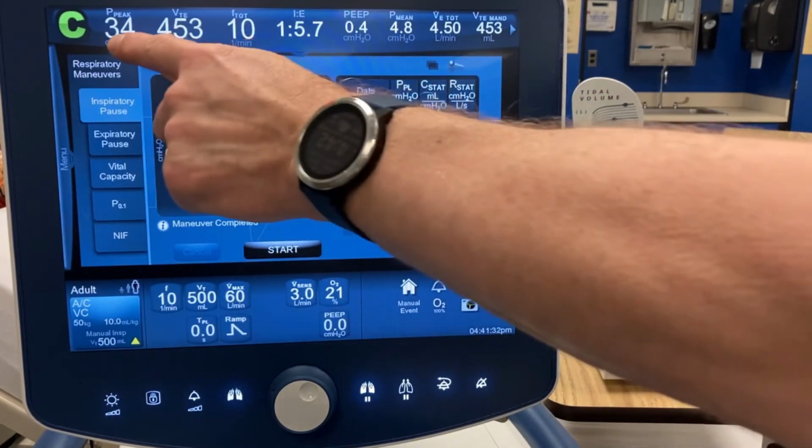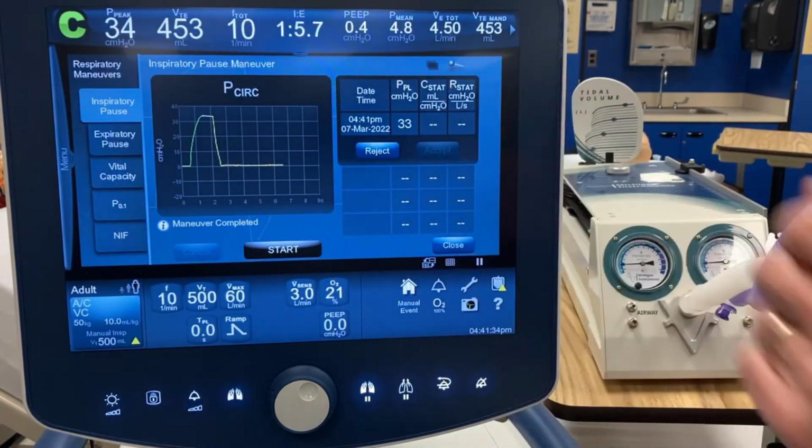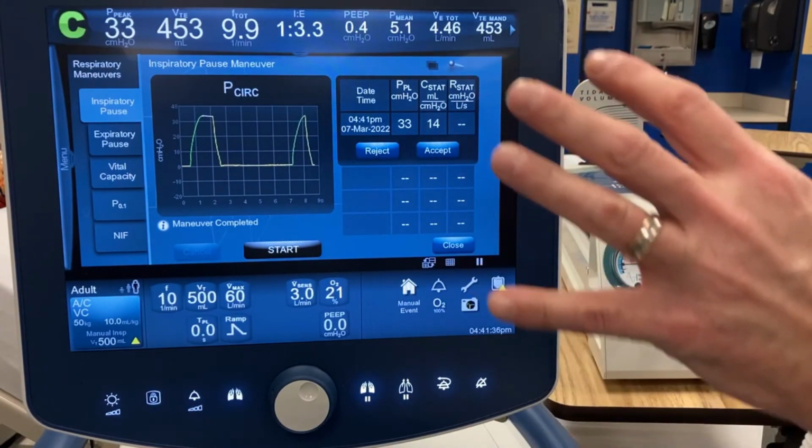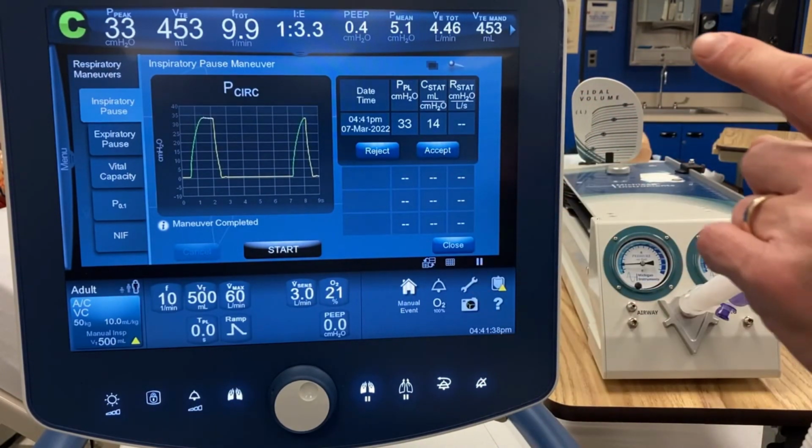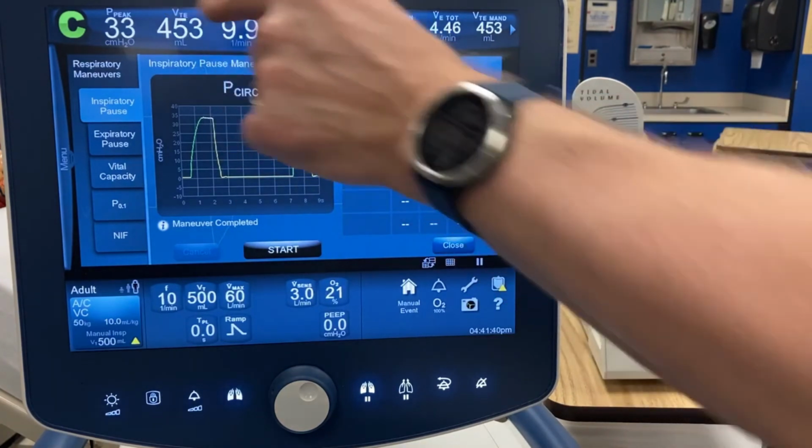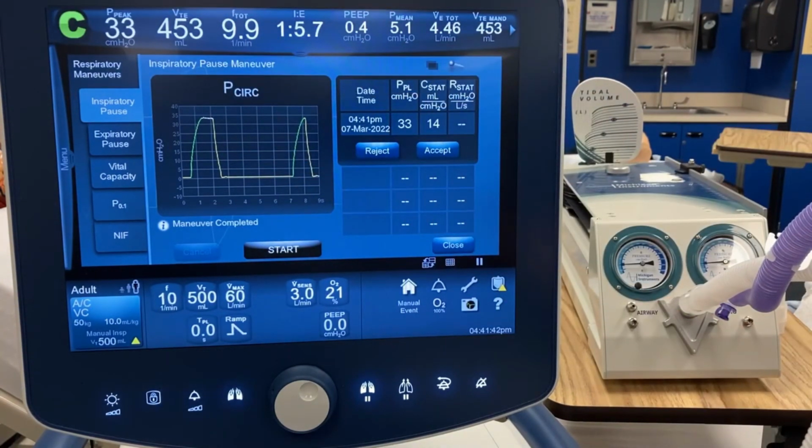And there we go. Our peak is 34, our P-plat is 33. So they both went up because it's a stiffer lung, but what did you notice? The difference stayed the same because there was no change in airway resistance, and there really isn't any.